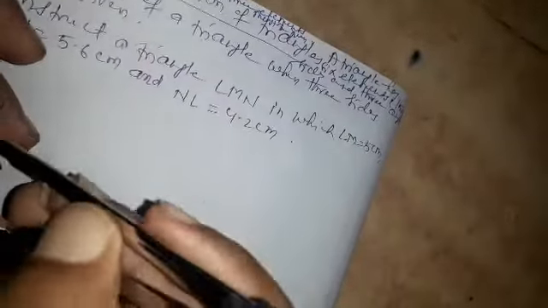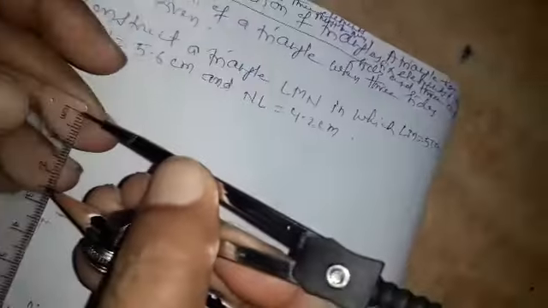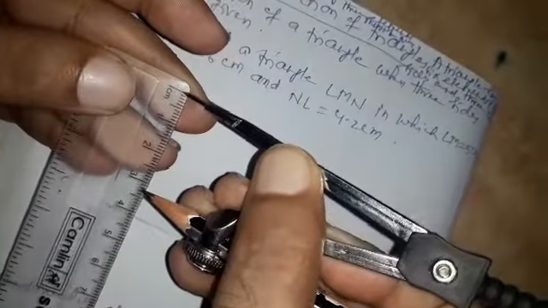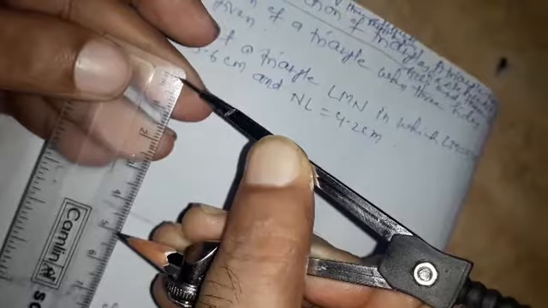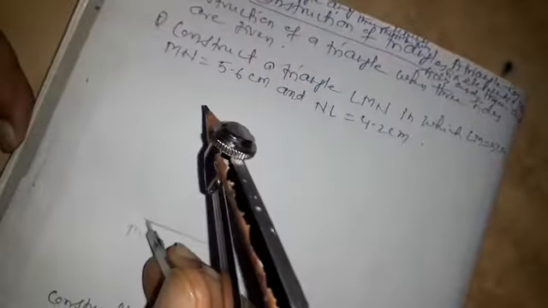Now next side is LM, 5 centimeter. We draw an arc of radius 5 centimeter with center M. And next side is NL. So taking center N, and NL is equal to 4.2 centimeter, we draw an arc.